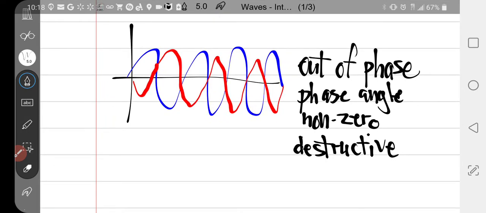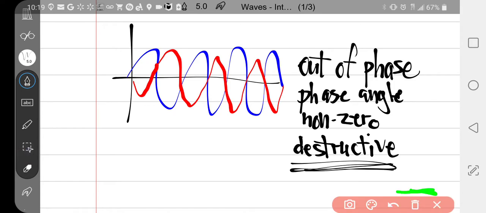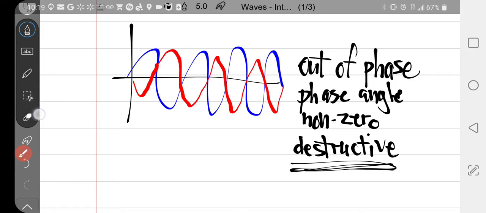So now let's go opposite. Totally out of phase, we would have destructive interference. The phase angle would be non-zero, and your resultant wave would look like just a straight line, because everything would cancel out each other. And then you have something in between, right? Which is what we're going to do in our problem today.